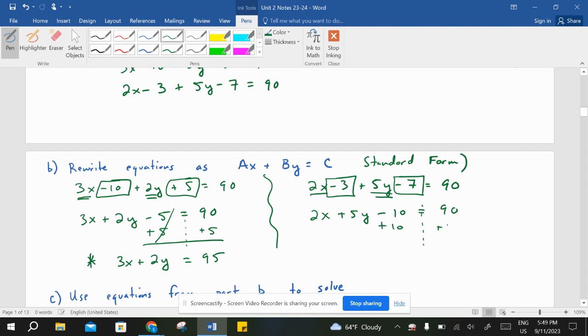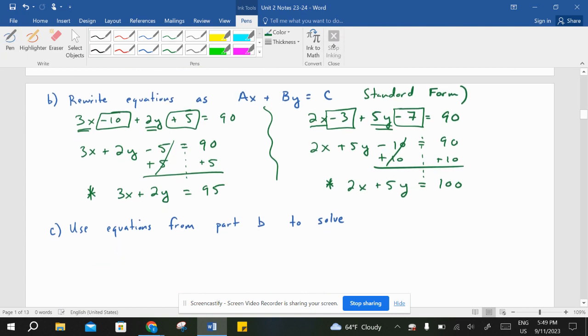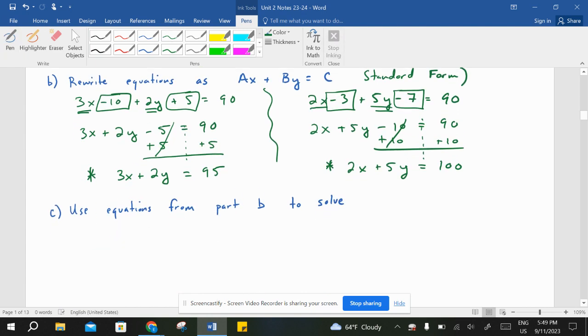Add 10 to both sides, and I get 2x plus 5y is equal to 100. So now it is in standard form. Those are the two equations that I am going to use when I am solving this system, okay? Which is our next part. So we're going to use, again, those equations from part B to solve the system.